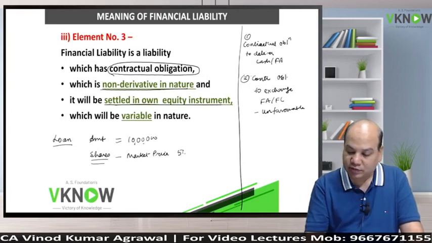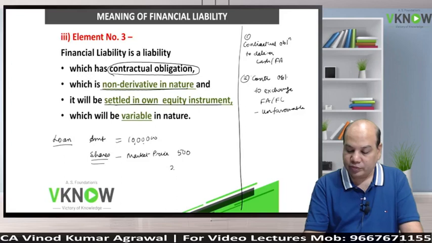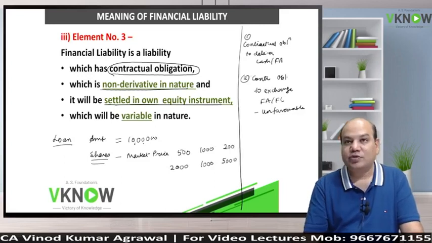Market price is 500 rupees. How many shares will be issued? 10 lakh divided by 500, that is 2000. But suppose the market price is 1000 rupees, then I will issue you 1000 shares. If the market price is 200 rupees only, I will issue 5000 shares. So the number of shares to be issued is varying.